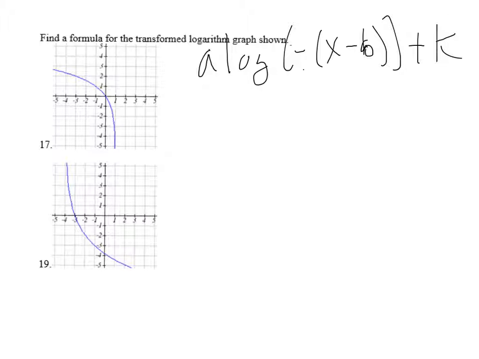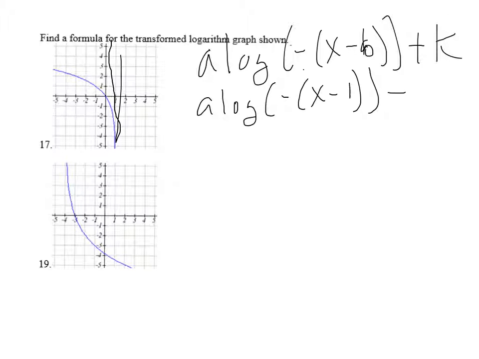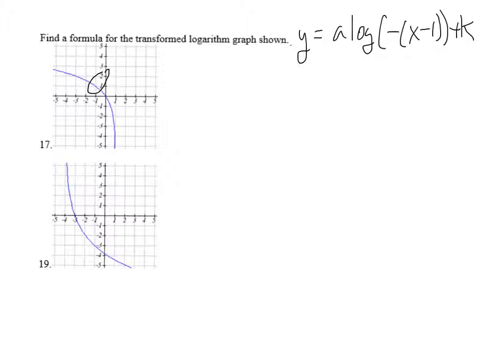So I'm also seeing that there's a vertical asymptote at x equals 1. So what I can probably do is write a log of negative x minus 1 plus some constant. Okay, and I knew this negative was in there because of that reflection. Okay, and so now let's pick some points here. So let's see, I'm seeing -1, 1. I'm seeing 0, 0. I might be able to use this one, -3, 2.